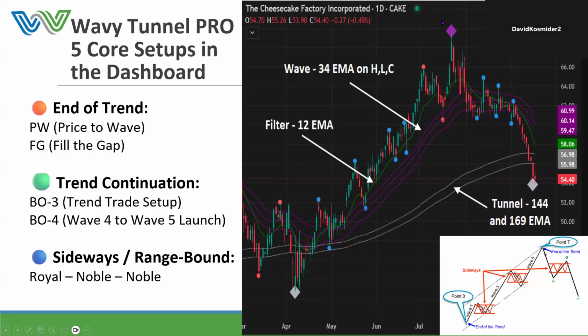At the end of the trend, that would be here where we see the purple semaphore, we look for a price to wave or the fill, or the PW setup. So the PW, the price to wave, is the move into the wave. That's what it is. The PW is the move into the wave. And that is the first move that happens for a potential retracement. So the characteristic of this is that price stretches away from the wave and signals exhaustion at point T. This is point T.